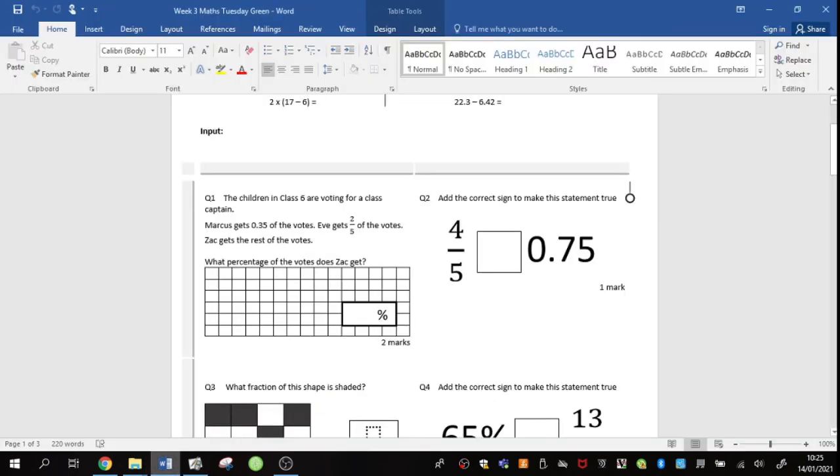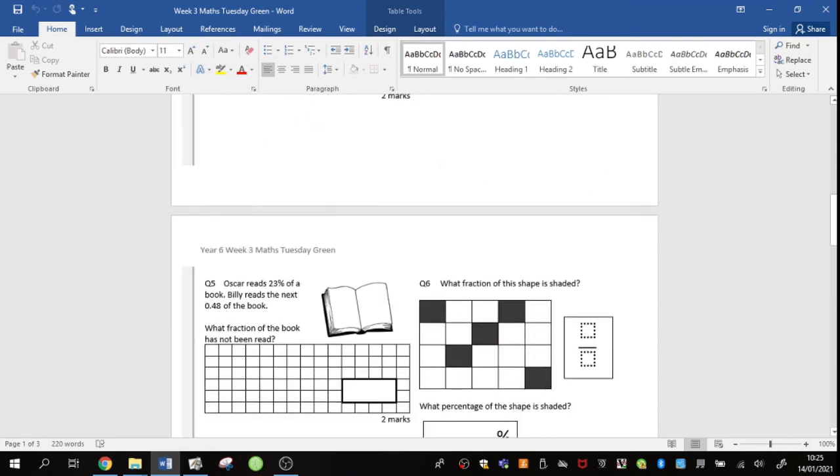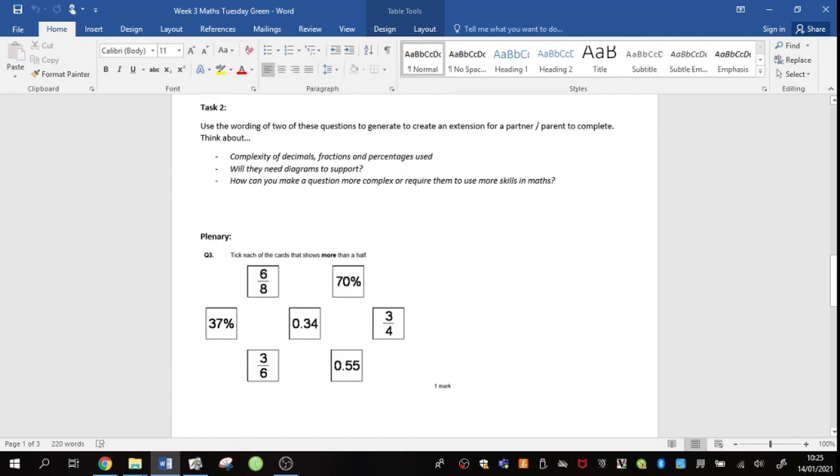Your task, as I've already explained, is to complete the various question types. I've gone through the more worded ones for you. After that, task 2 is I want you to use the wording of these questions to generate an extension for a partner and email it back to me and I will shoot it off to someone else, or a parent to complete if your parents want to have a go at home. So think about the complexity of the decimals, fractions and percentages you're going to use. The ones I just modelled were very simple. Think about the numbers, or digits, you could use within them.